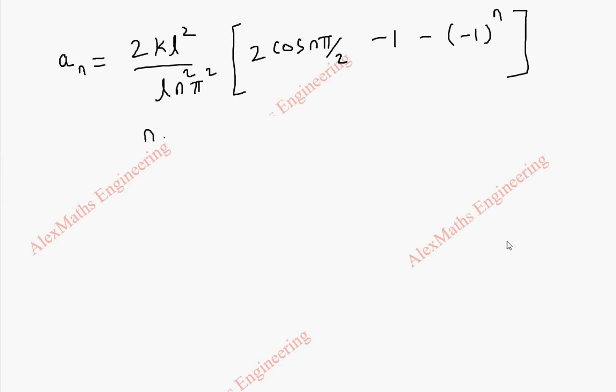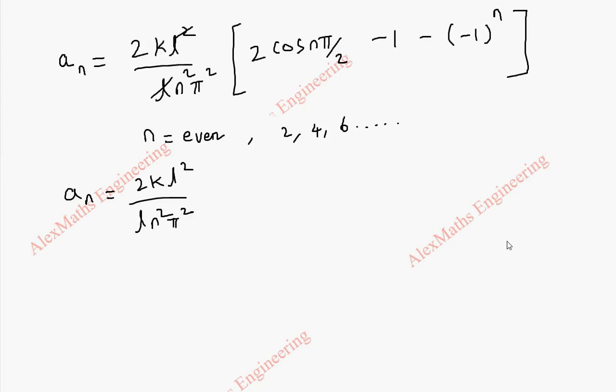Suppose n is even, like 2, 4, 6 dot dot dot. So this an becomes 2k L square by L n square pi square. Actually you can cancel this L and square, so there won't be L in the denominator. So 2k L by n square pi square.